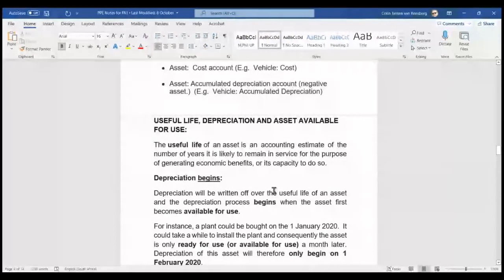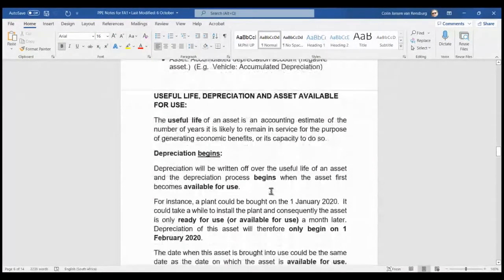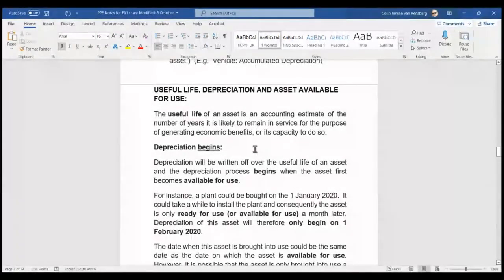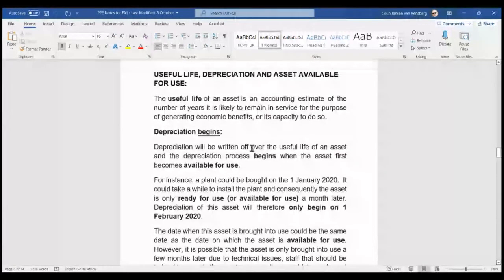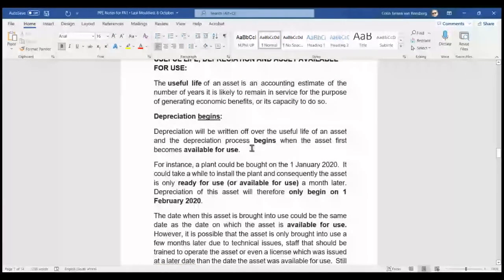We don't need to discuss all of what is in the notes, just a few items that I want to point out. The useful life, ladies and gentlemen, we discussed that last time. Then just a few things that we need to discuss here, which is quite important. When does the depreciation process begin? Now, I'm going to ask you three questions. The answer is right in front of you, in fact.